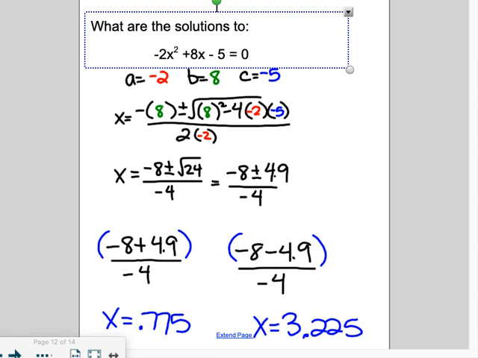So that is it for today's lesson on 9.6, dealing with the quadratic formula.